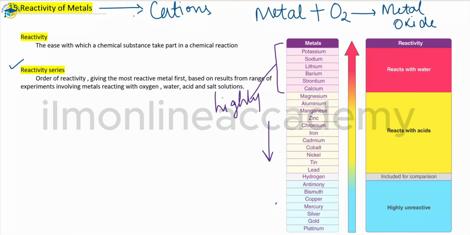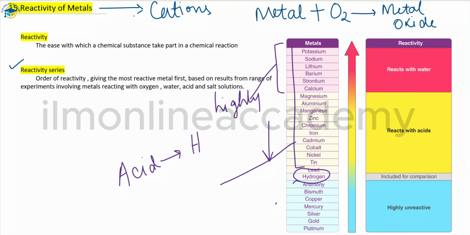And next, all the metals that are found above hydrogen in this reactivity series give us hydrogen gas upon reacting with acid or H2SO4. Like from potassium to lead, when these metals react with dilute hydrochloric acid or dilute sulfuric acid, they liberate hydrogen gas because they are much more reactive than hydrogen.